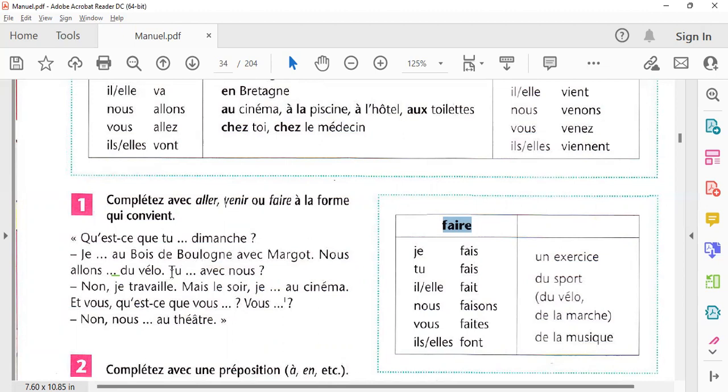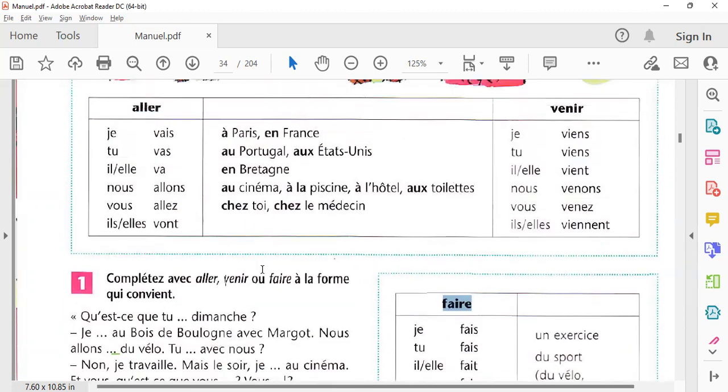Now, full stop, and we will start our next sentence here. Tu dash avec nous. So, what do you think? What should come here, Fatma? Either from venir, aller, or faire. Which verb? You always focus on the subject pronoun, les pronoms sujets, as it is called in French. So, are you with me?